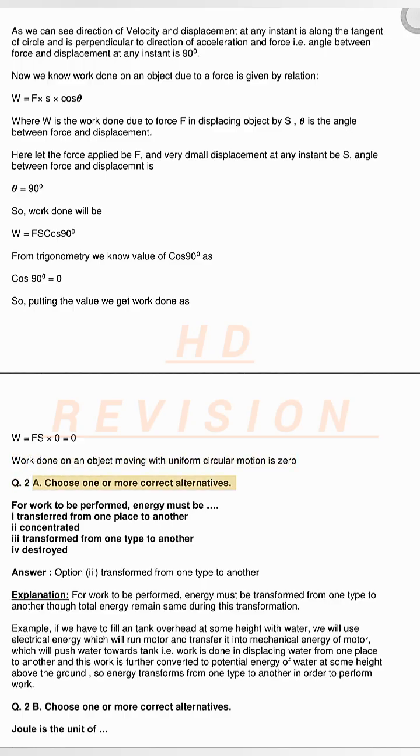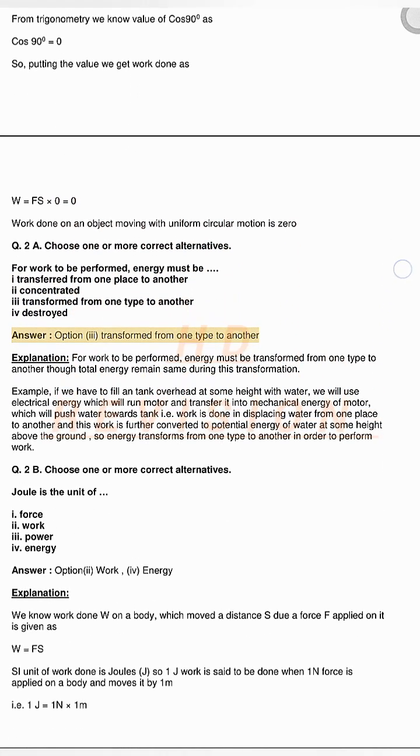Q2. Choose one or more correct alternatives. For work to be performed, energy must be: I, transferred from one place to another; II, concentrated; III, transformed from one type to another; IV, destroyed. Answer. Option III, transformed from one type to another. Explanation. For work to be performed, energy must be transformed from one type to another, though total energy remains the same during this transformation.